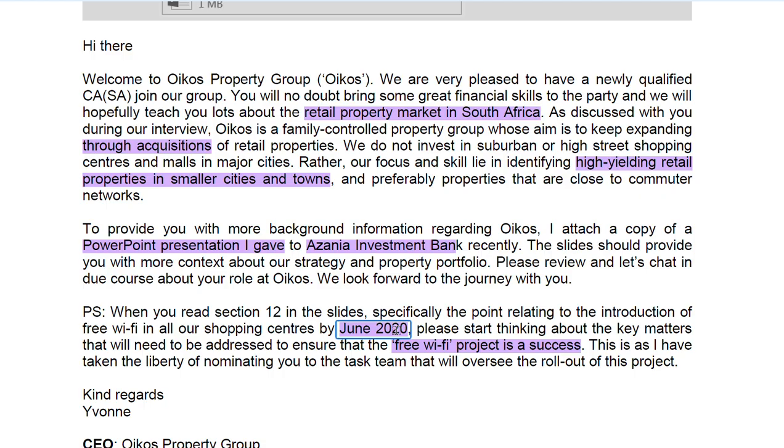You cannot risk yourself to go in the exam without knowing this information, because you have already been told that you are part of the task team. You have been nominated to be in this task team. And as you get into that task team, you have to contribute. Your contribution is valuable, obviously. For that reason, the candidate here was expected to do research about the free Wi-Fi project to be a success. And you know that the company expected to have this project done by June 2020.